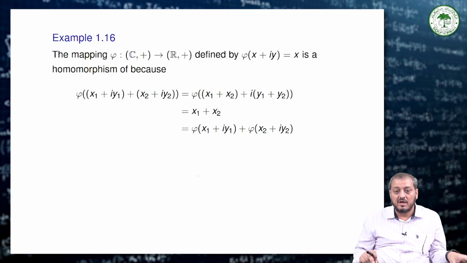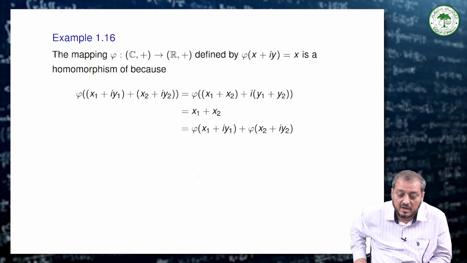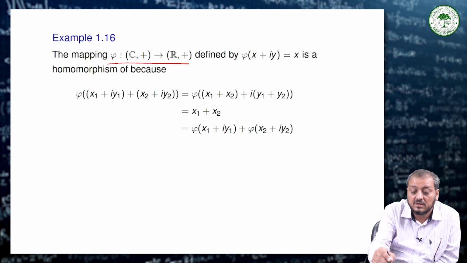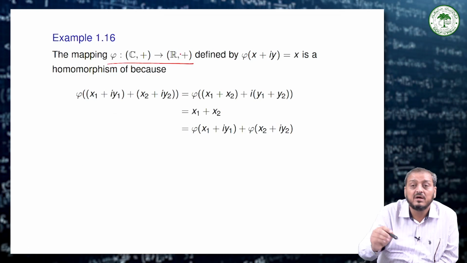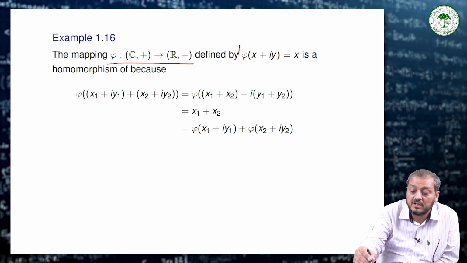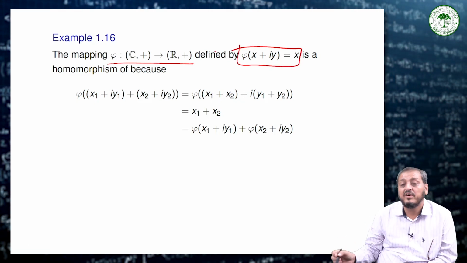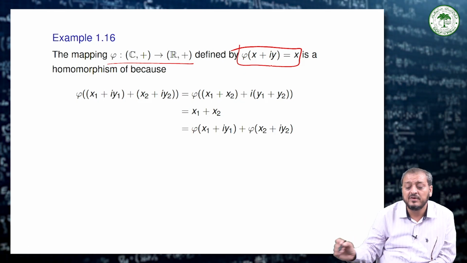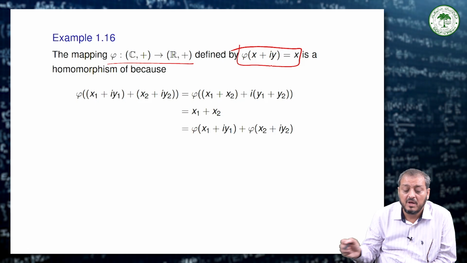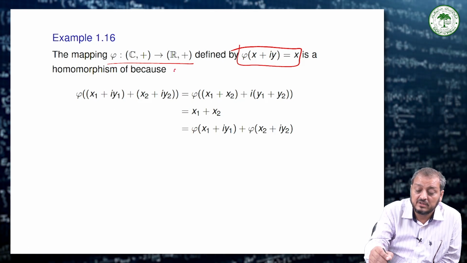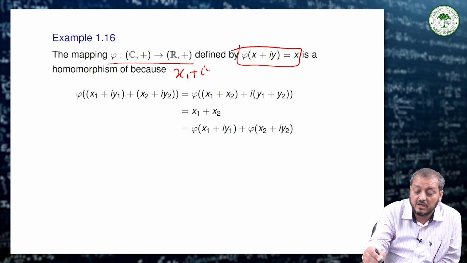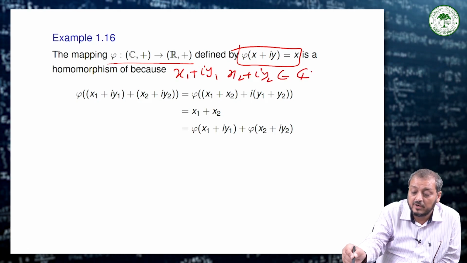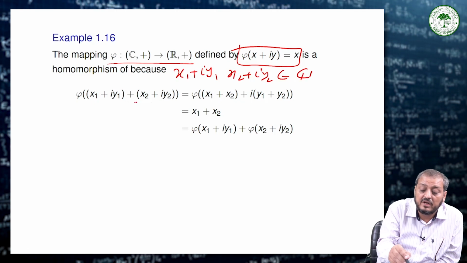Now one more example. I take a mapping from the complex numbers under addition to the set of real numbers under addition, and phi of x plus iy I define as x, only the real part. This is trivially a homomorphism. We take any two elements x1 plus iy1 and x2 plus iy2 of the complex numbers, and then we have to write it in this form.